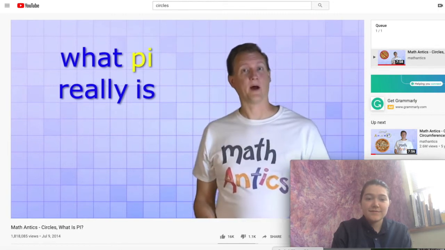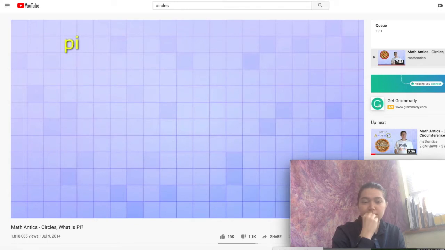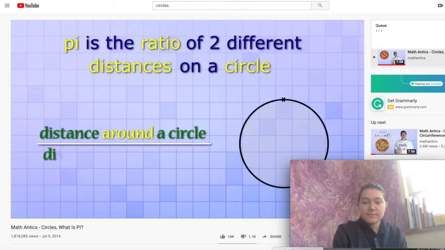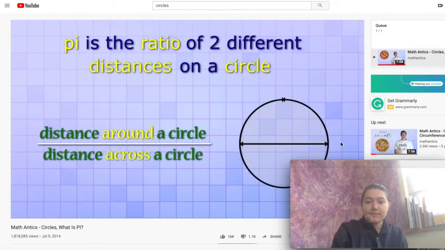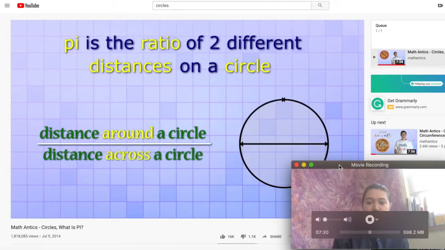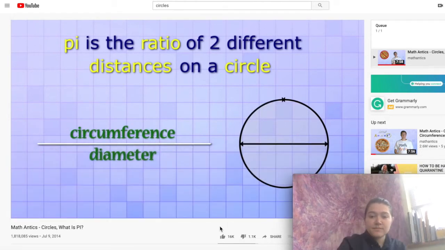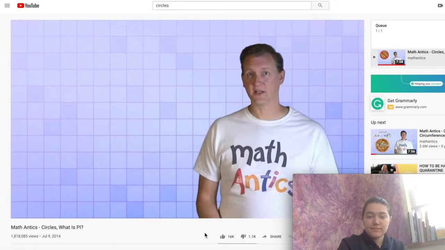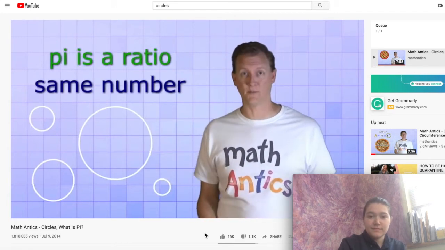It turns out that pi is really a ratio. A ratio is just a relationship between two numbers that's written like a fraction. Pi is the ratio of two different distances on a circle. It's the ratio of the distance around a circle to the distance across a circle. And what do we call those two distances? Yep, the circumference and the diameter. So pi is the relationship of the circumference to the diameter. And as you'll see in a minute, because pi is a ratio, it's the same number for any circle, no matter how big or small.